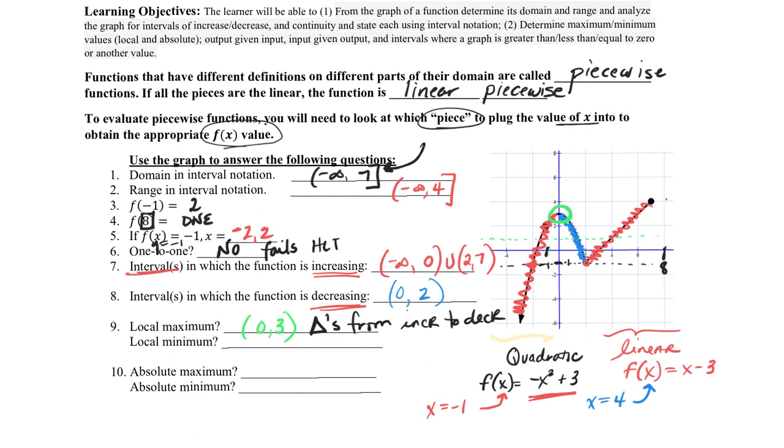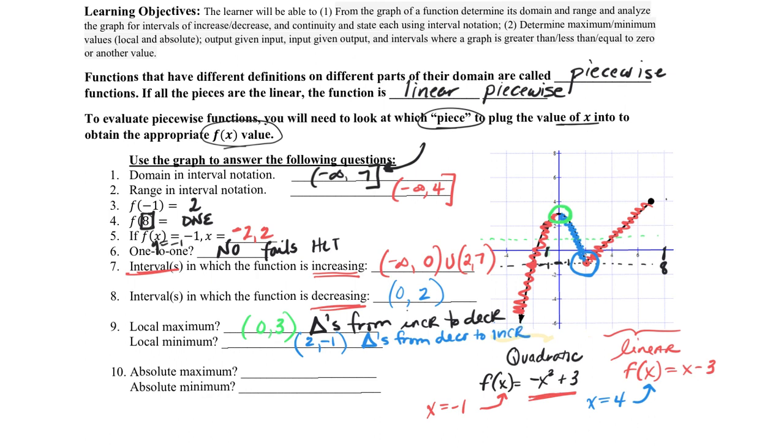My local minimum is where it's lower than every other point around it. So I have a local minimum here. Okay, that point is 2, -1, and that is where it changes from decreasing to increasing.